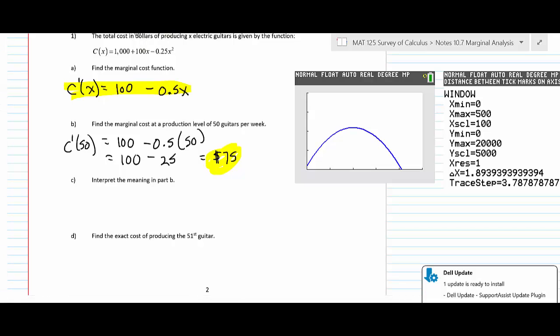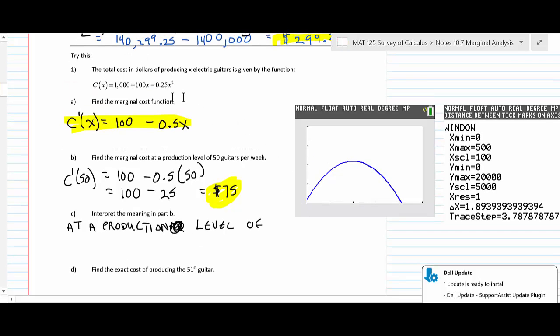Now, what this means, you want to always write these interpretations in a pretty good way. So what you want to do is you want to say, like, at a production level. You need to have that in there, because if you don't say that, then it's really meaningless. So you've got to say at a production level of, and let's see, it doesn't say per week or anything. Oh, it does say per week, doesn't it? Okay. Production level of 50 guitars per week.